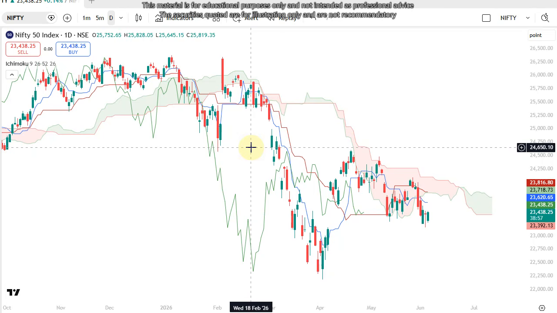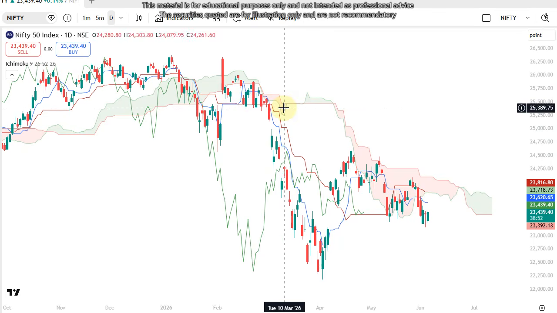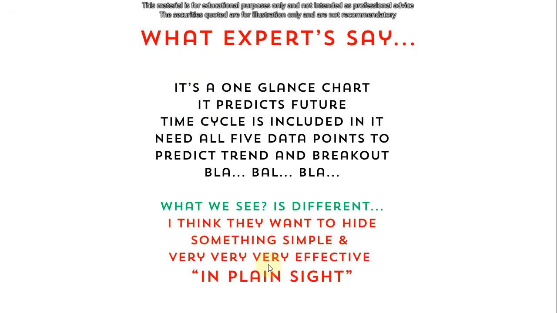So this is going to blow your mind. We are going to use only 2 of these lines, and we are going to clearly find out the trend and the exact pullback point in the trend. The secret is hidden in plain sight. We are going to unlock it now.